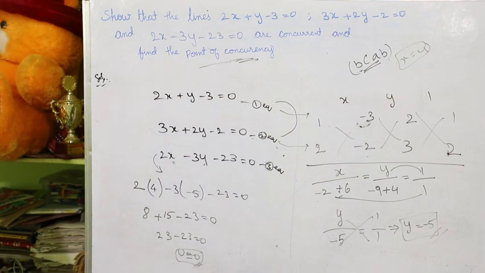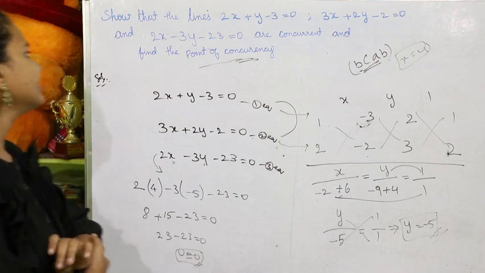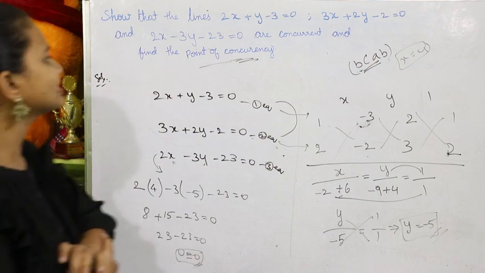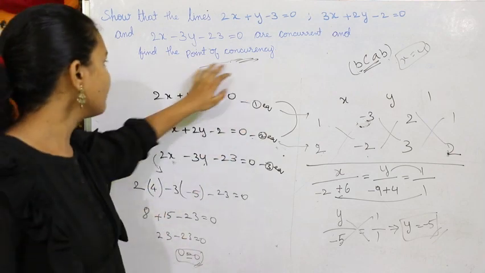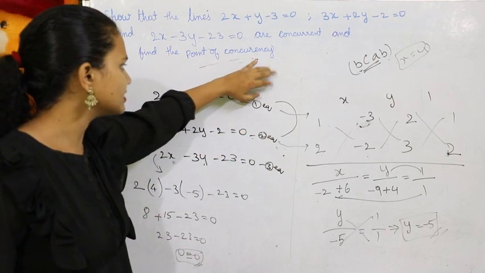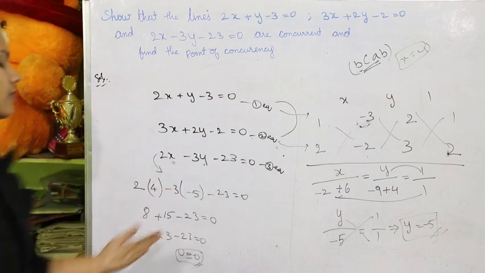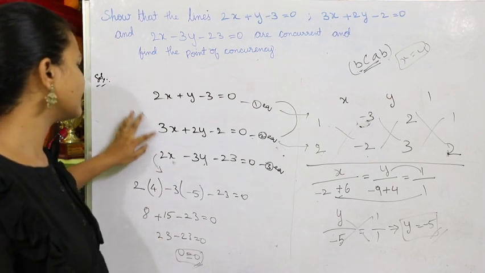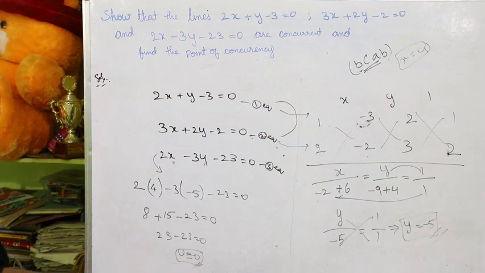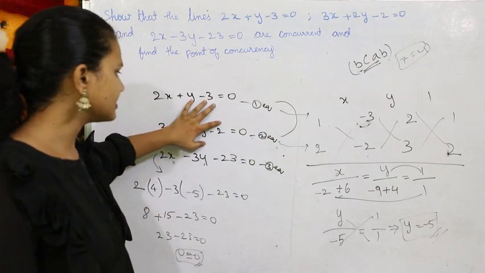I would like to explain the whole step again. So here they have given: show that these lines are concurrent and find the point of concurrency. They asked to find the point of concurrency. So what you do is write down the first equation, second equation and the third equation over here. Just consider equations 1 and 2.